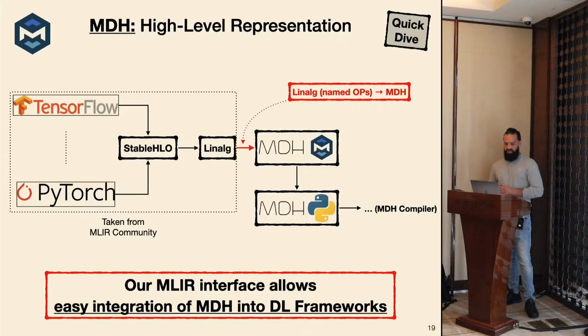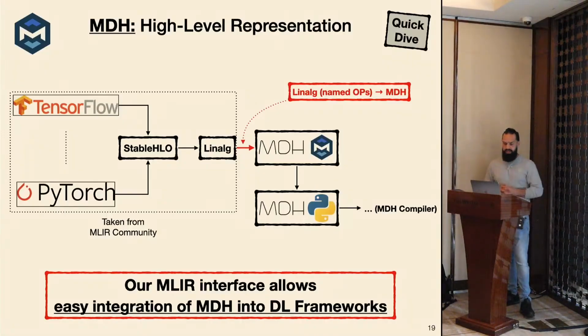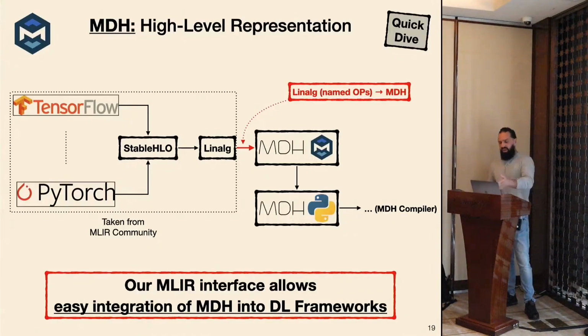So what we are doing right now is, from the MLIR community, we already have a pipeline where we can lower TensorFlow and PyTorch programs to StableHLO. That's what they call a dialect in MLIR, which can be considered a kind of IR. This StableHLO is lowered to linalg, the representation that we have seen three or four slides before. So it's already provided by the MLIR community. From this linalg representation, we can now go to the MDH representation and then generate the code according to MDH.